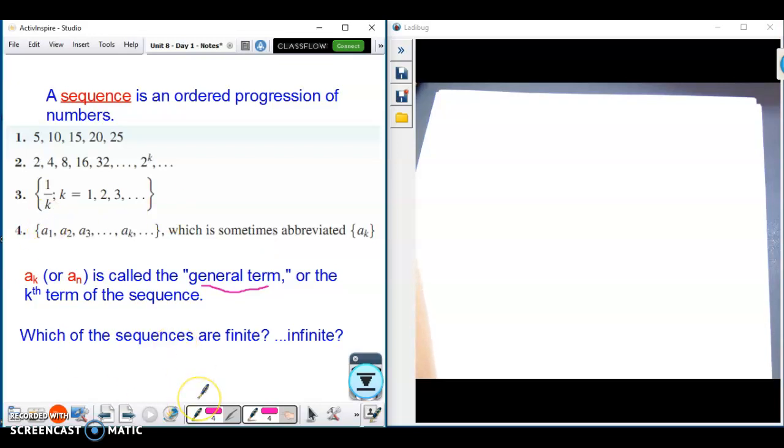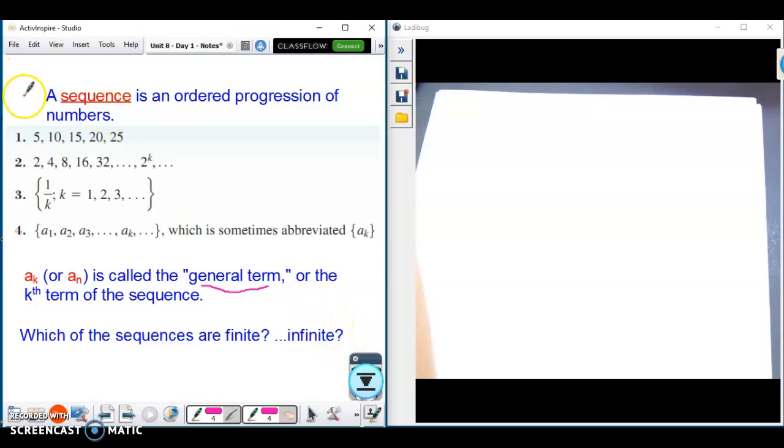And then the last thing we want to talk about is the difference between a finite sequence and an infinite sequence. A finite sequence means that the sequence is going to end. It's not going to keep going on forever. Whereas an infinite sequence is going to keep going on forever.